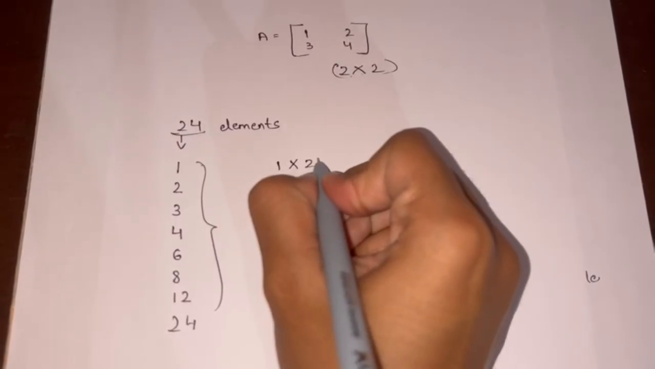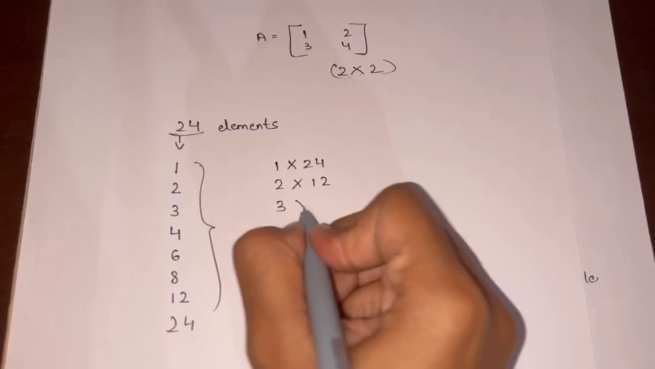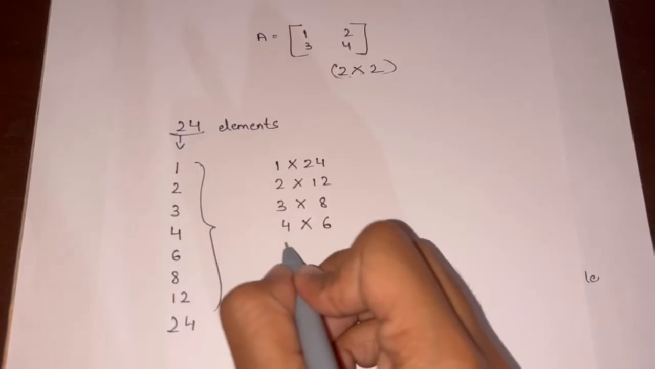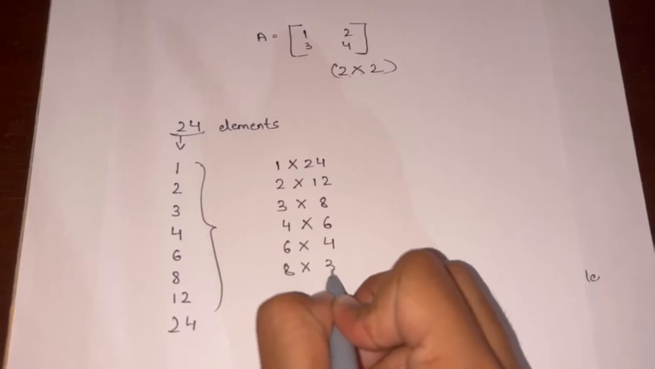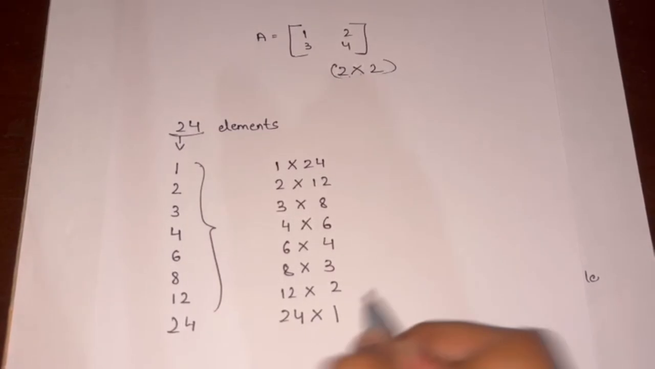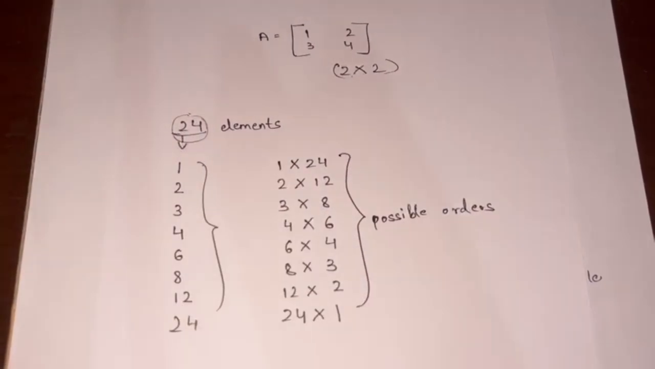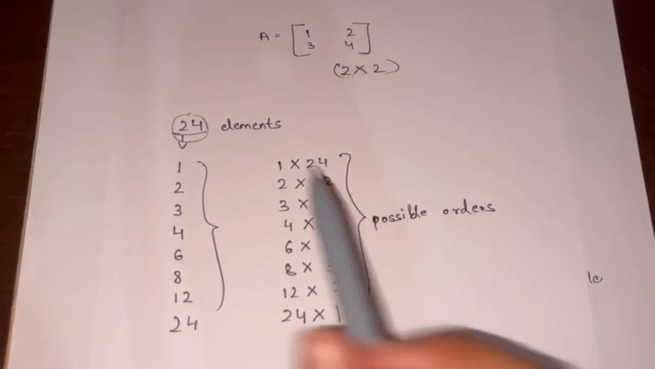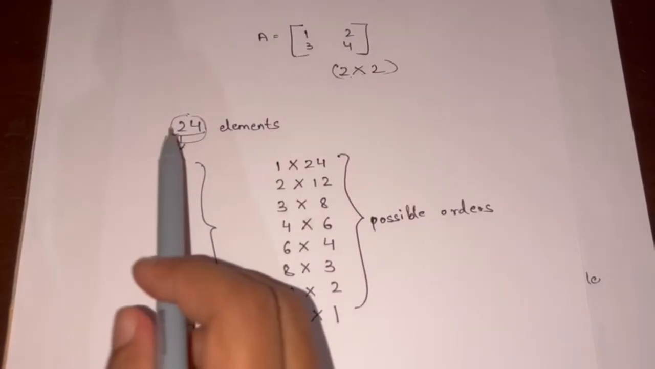So 1 into 24, 2 into 12, 3 into 8, then 4 into 6, then 6 into 4, 8 into 3, 12 into 2, and 24 into 1. So finally we get the possible orders for 24 elements. So basically you have to do nothing, just write the factors for the number given and easily you will find the possible orders for the given element.